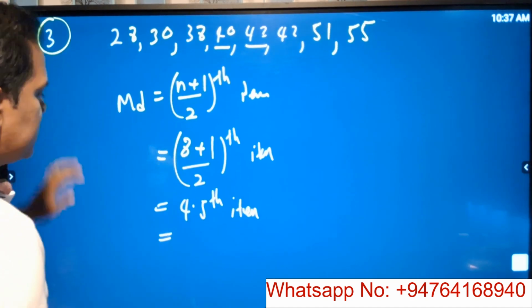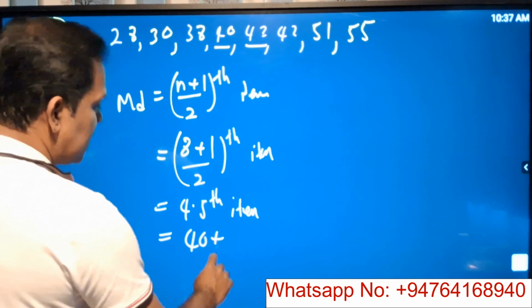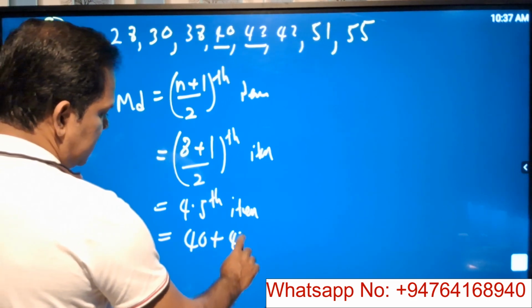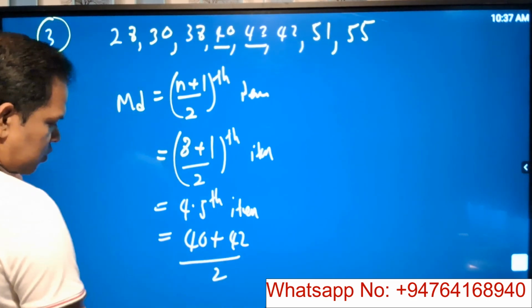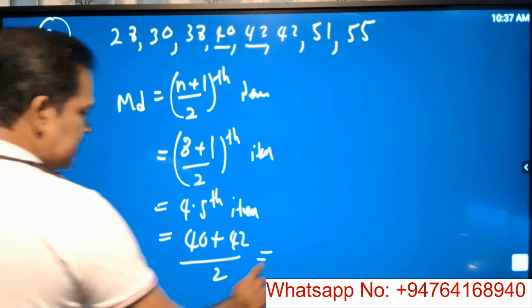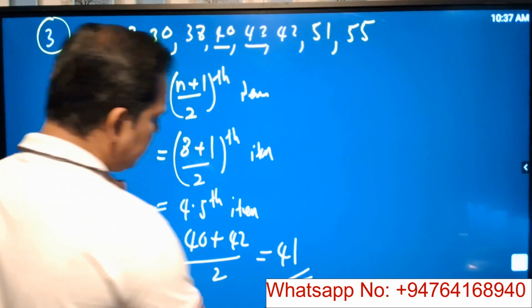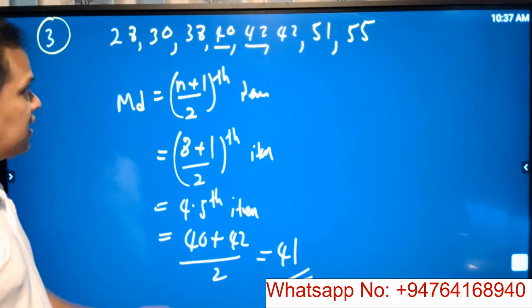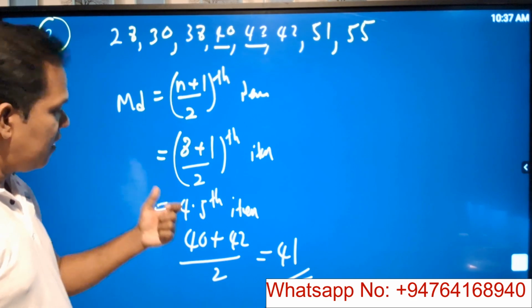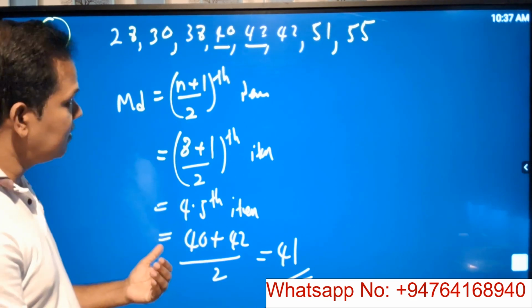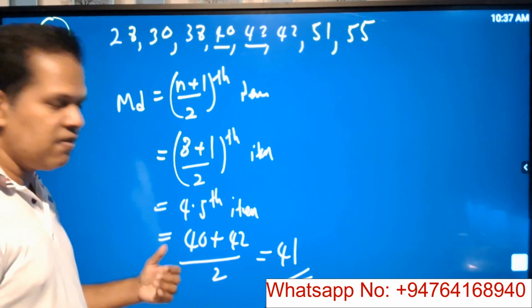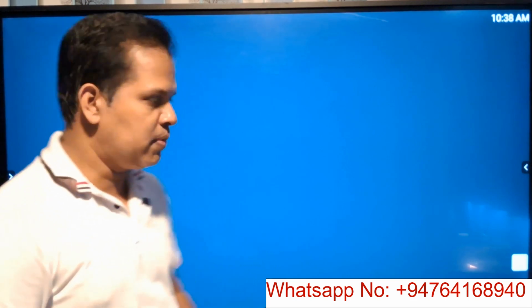Easily, that can be taken as 4th item plus 5th item, where the 5th item is 42, divided by 2. Very simple. Then what is the answer? 41. This is the median that should be calculated. The 4.5th item cannot be seen directly, so it should be calculated. That's the way. Now we can find the median of ungrouped frequency distributions.